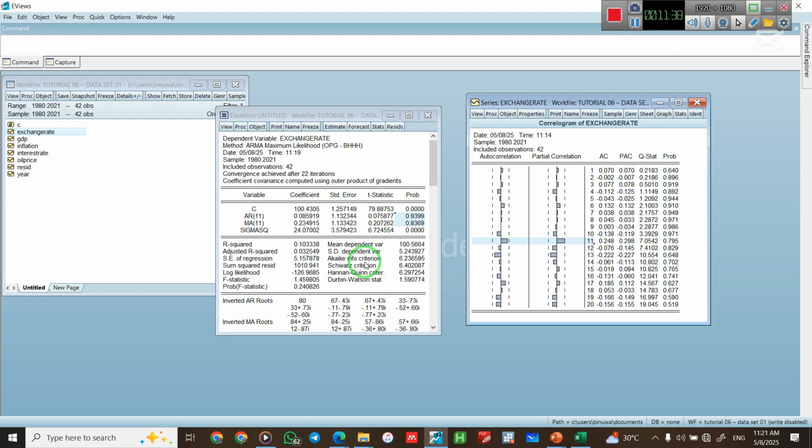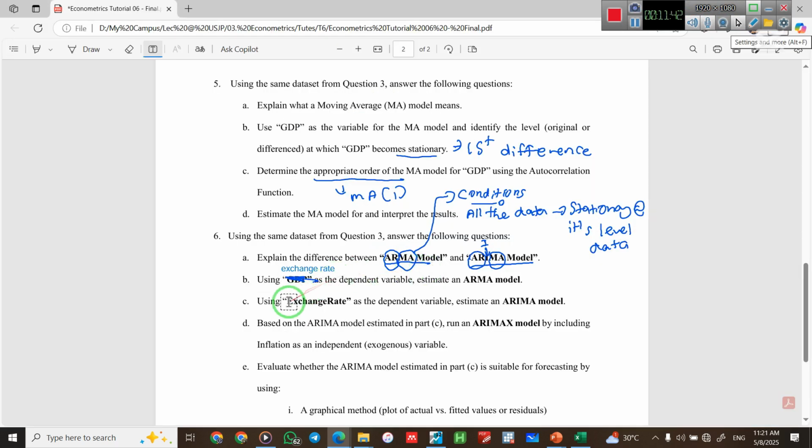So with that we have done with the estimation part of the ARMA model. So now we are moving to part C. In part C it asks to use the exchange rate. Here it is not the exchange rate. You have to use the GDP instead of the exchange rate.